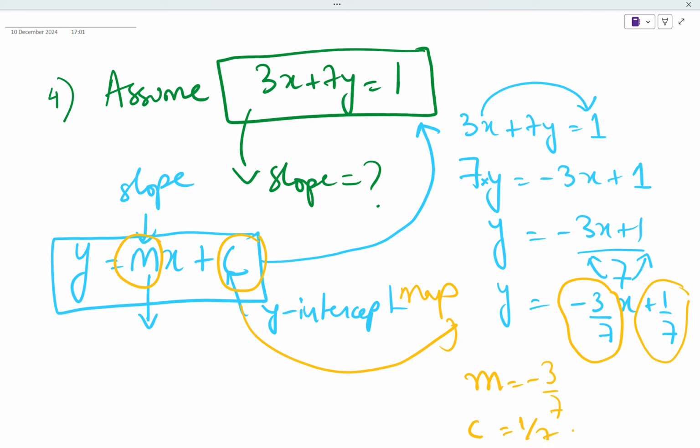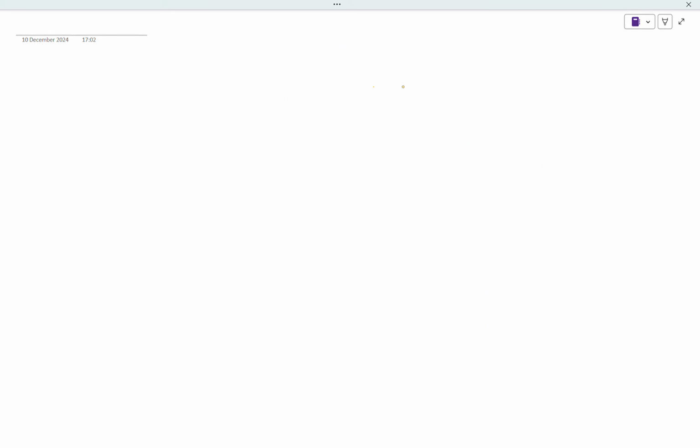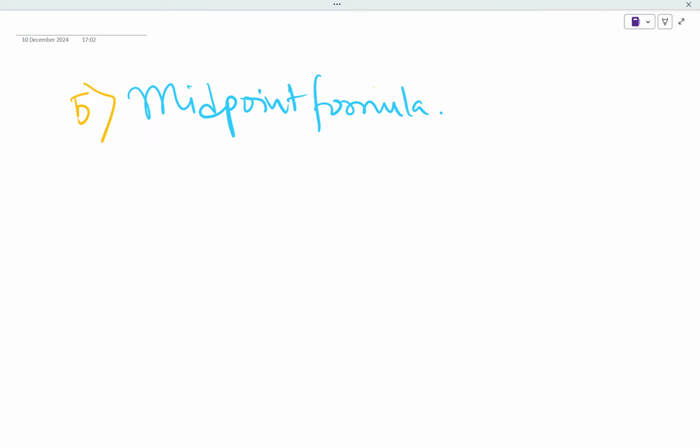Alright, so let's get on to the next concept, which is the midpoint formula. Let me just change the color of the ink. Midpoint formula. Now what do you mean by midpoint? Let me give you an example real quick. Let's see, this is a 4 centimeter line. I'm not sure whether it is actually 4 centimeters, but let's assume that it is a 4 centimeter line.